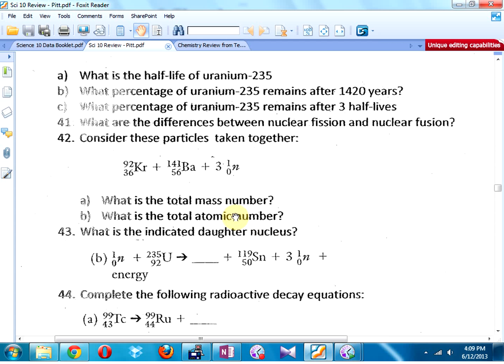Number 42, consider these particles taken together. What's the total mass number? So this is some kind of a nuclear fusion reaction. The total mass number is 92 plus 141 plus 3 neutrons. What is 92 plus 141 plus 3?